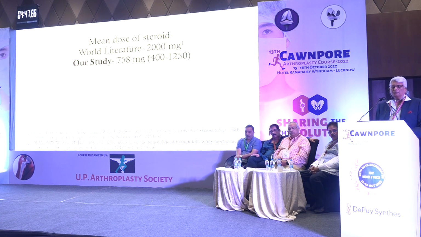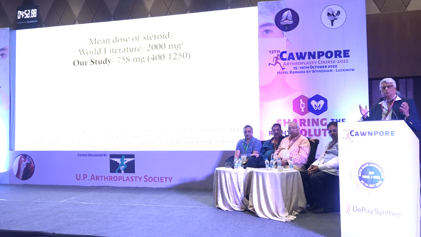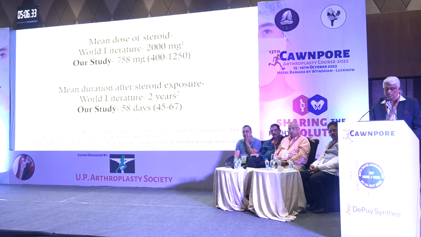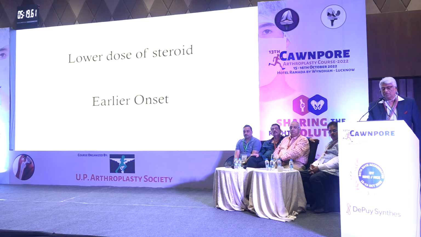The other thing that we found was that the mean dose of steroid in world literature suggests that after you've had 2 grams of steroid, you are at risk. We were finding that with 750 milligrams of steroid during these COVID cases, there was a risk. And generally, world literature says that 2 years after steroid exposure, you get AVN. And here suddenly we had AVN in 3 months, 2 months. So there was a lower dose of steroid and an earlier onset of the disease.